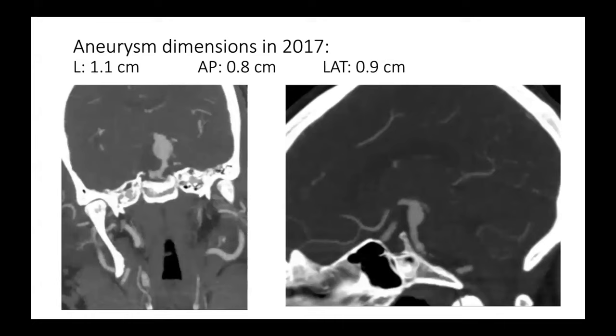So this is the CTA's coronal view and the sagittal view of the distal basilar artery. And you can see the fusiform aneurysm in the superior aspect and a smaller lateral wall aneurysm just below that.